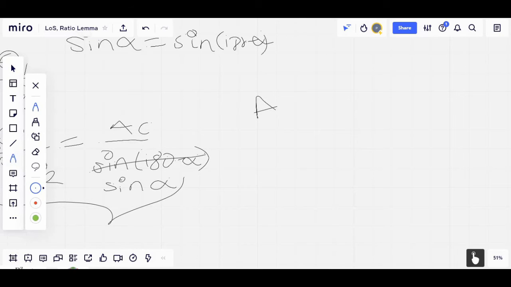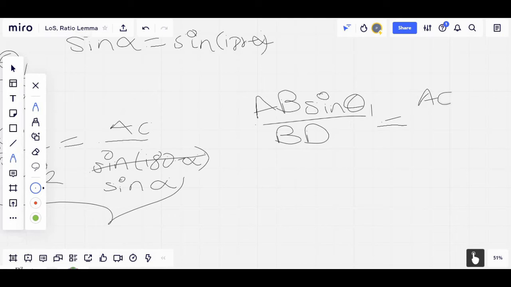We get AB sine theta 1 divided by BD equals sine alpha. We can solve for sine alpha in the second equation and also get AC sine theta 2 divided by DC, because both of them equal sine alpha, solving the two equations.